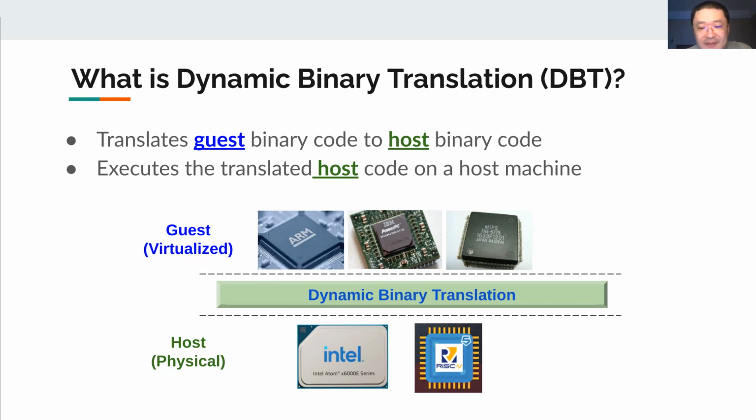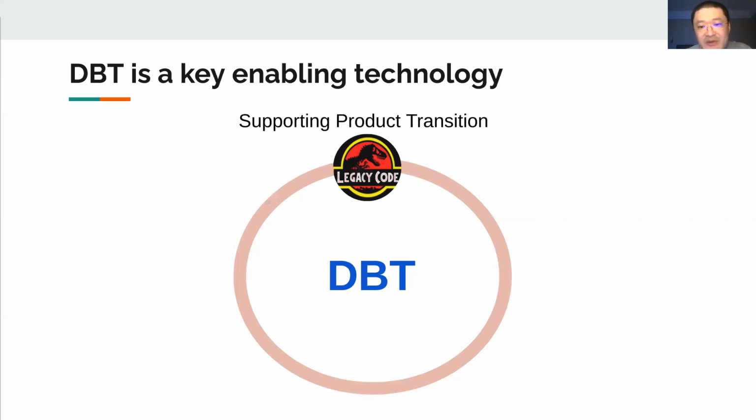With this capability, DBT can enable many important applications. For example, major computer companies have used DBT to support product transition, especially when the product is upgraded or extended to use a different computer architecture. A recent example is Apple PC, which switched from x86 to ARM. It provides a software layer to run unmodified x86 software on ARM devices.